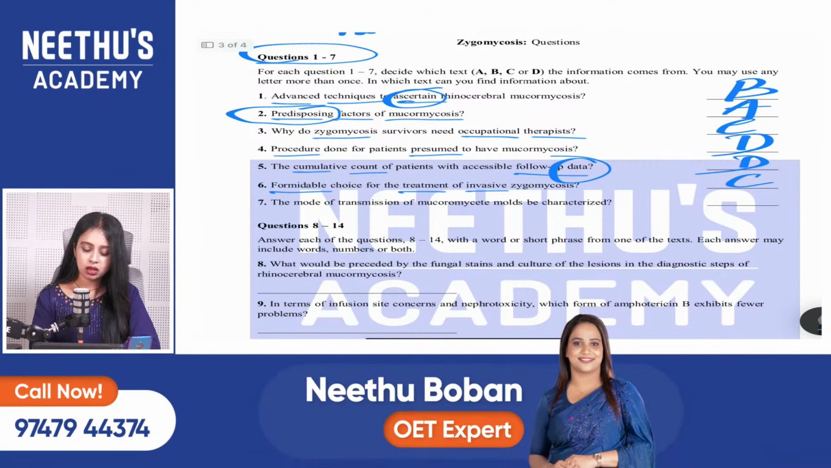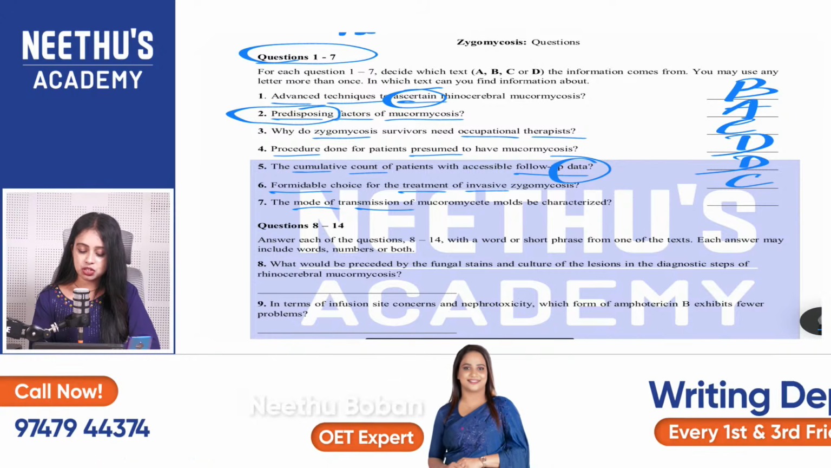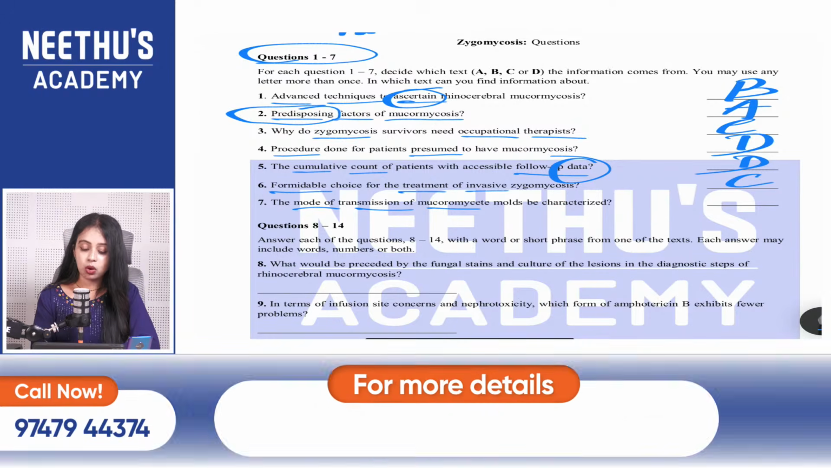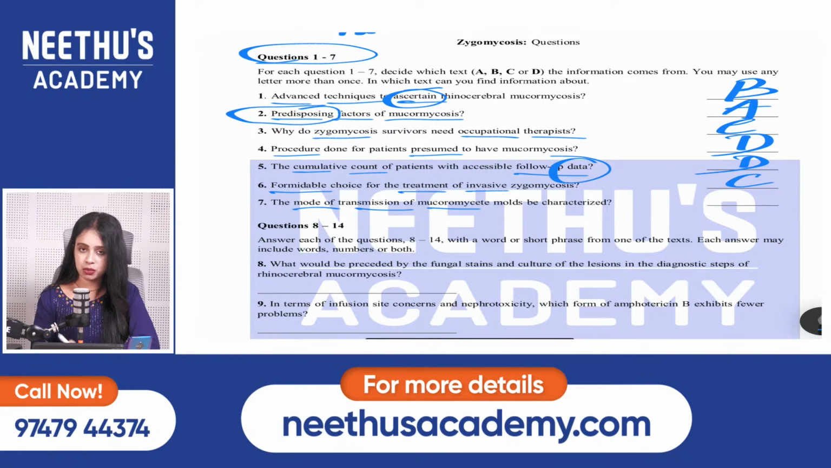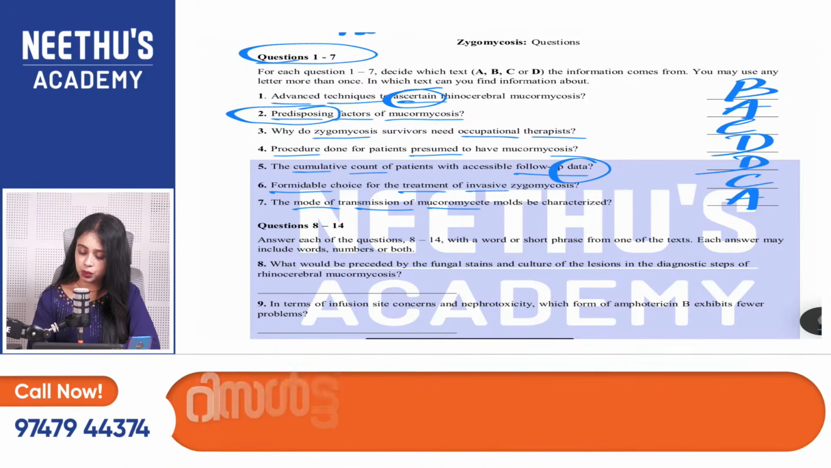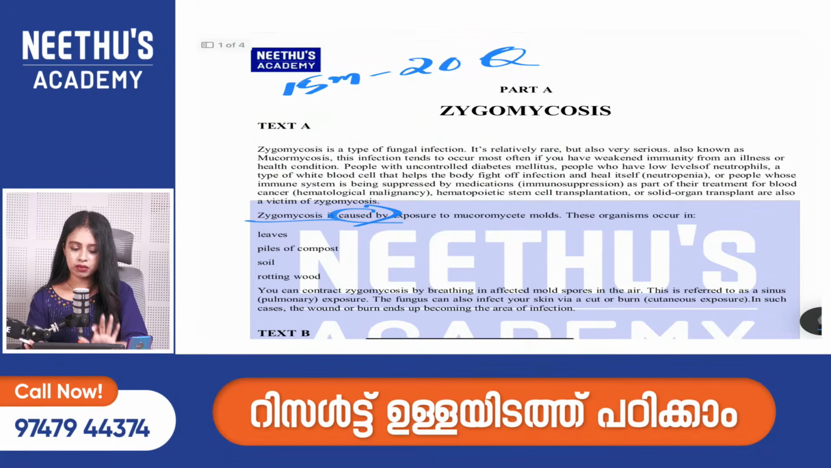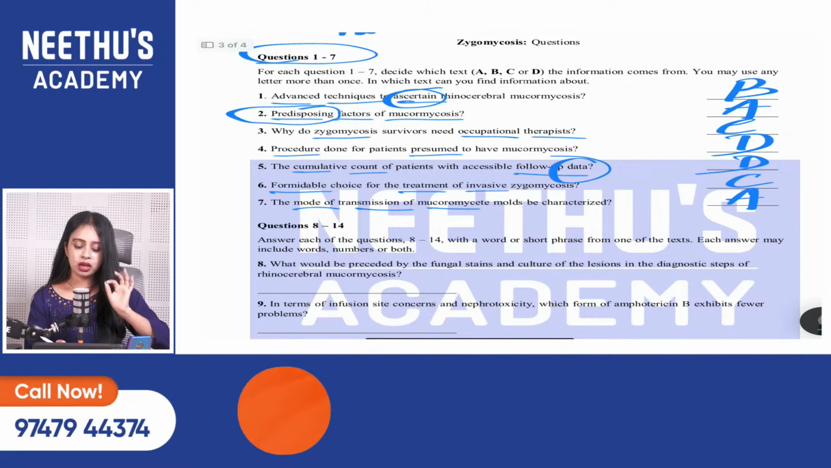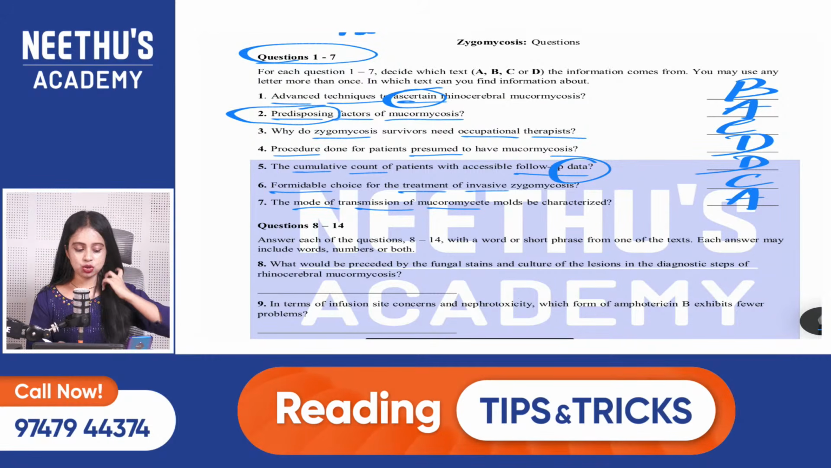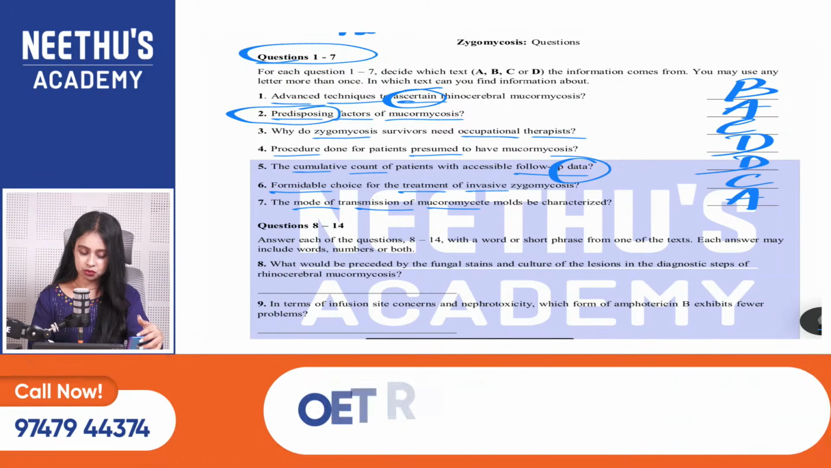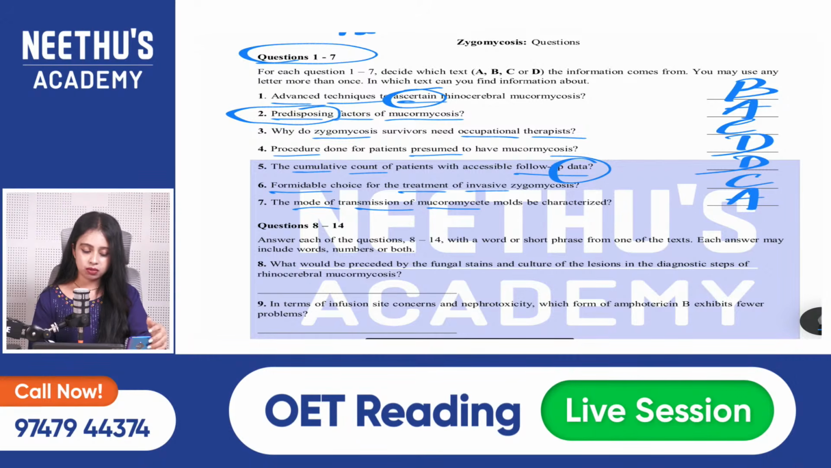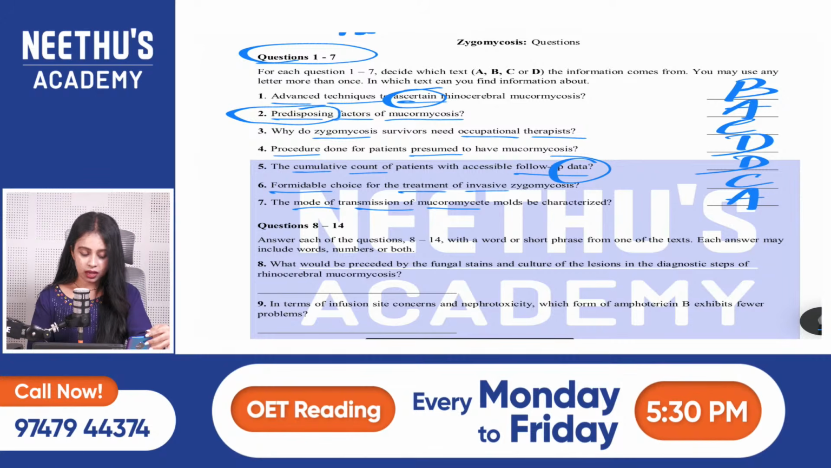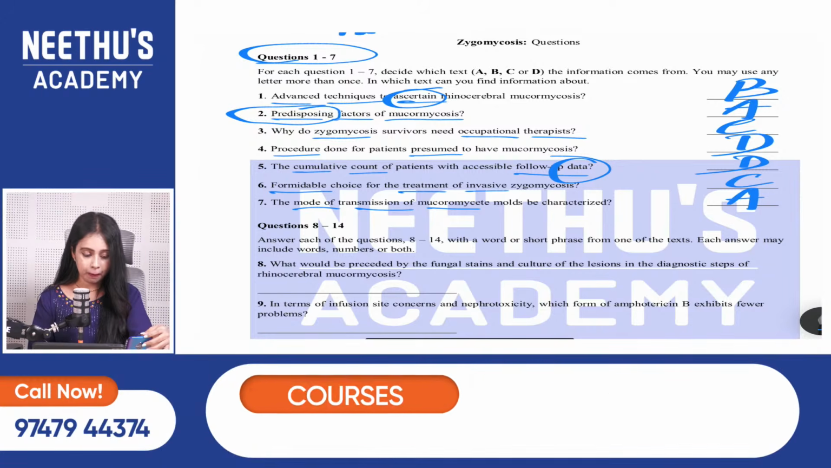The answer is C. Seventh one, the mode of transmission of mucormycete molds be characterized. The word mucormycete mold is mentioned only in text A. So without even reading once, I know it's from text A. Very direct answer from text A. Yes, that's that. So anyone with 7 out of 7? Yes, Anju, John C. Sixth question is from text C. Seventh one is A. Very good, Shanta. Yes. All right.